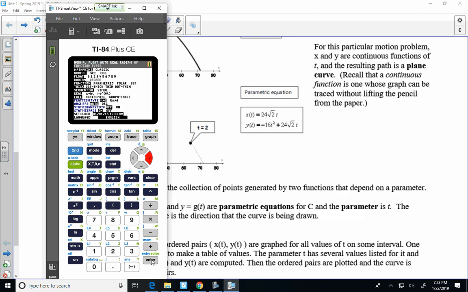So you scroll over to it and hit enter. There's some other things that I personally like to have in my calculator. I like the thick setting because I have vision problems, so the thicker the better because it's easier for me to see. I also like simultaneous because if you're graphing multiple functions at the same time, it'll start graphing them at the same time rather than waiting for one to finish before it starts the other.